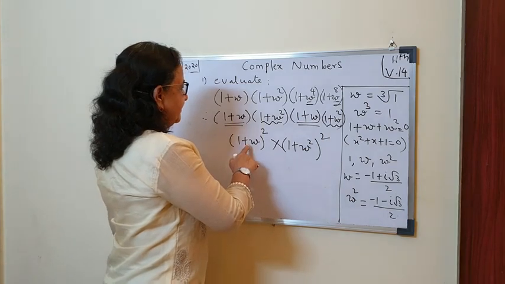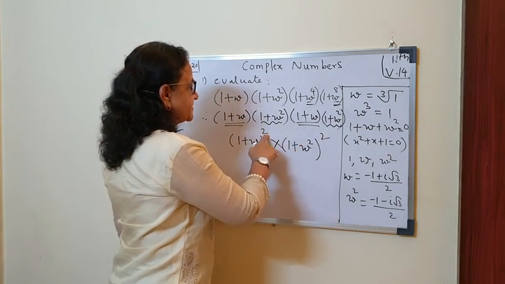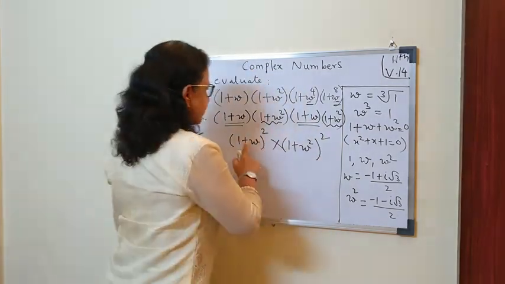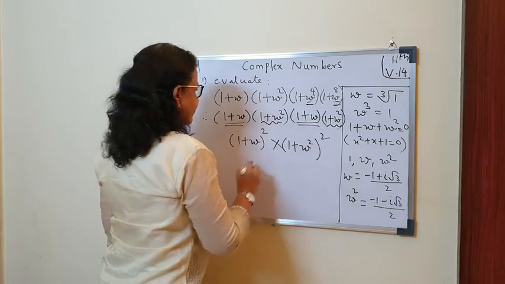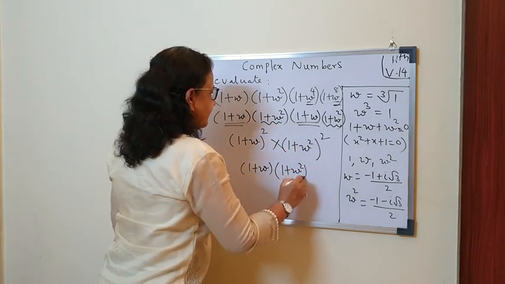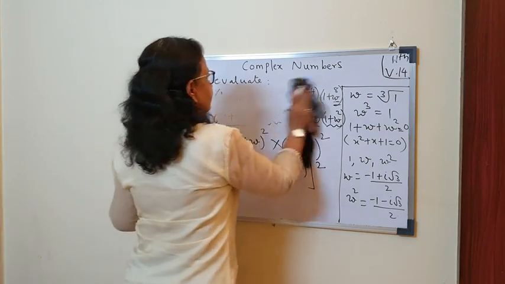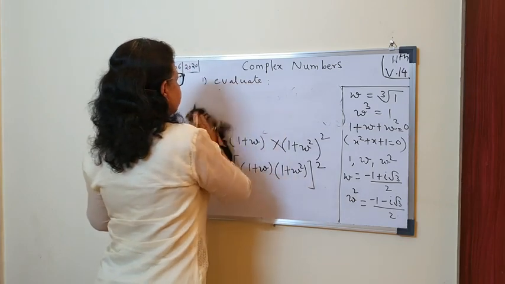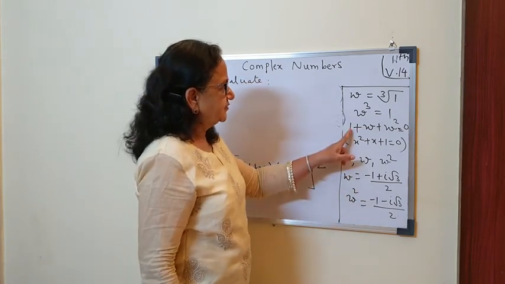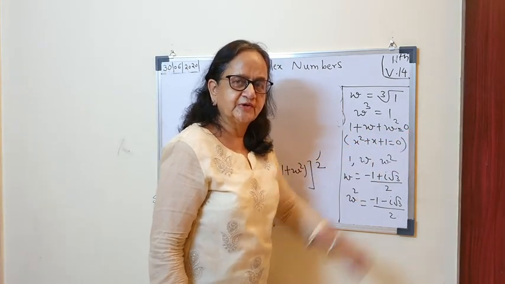Now a raised to m into b raised to m, common index is there. So it is ab bracket raised to m. So it is 1 plus omega into 1 plus omega square, whole bracket raised to 2. And now, are you going to open up term by term inside? Don't do that. You have this equation with you. 1 plus omega plus omega square is always equal to 0. Write it on one side.